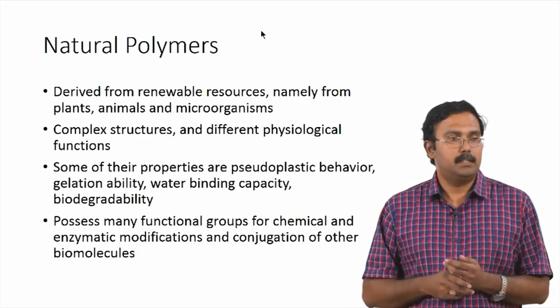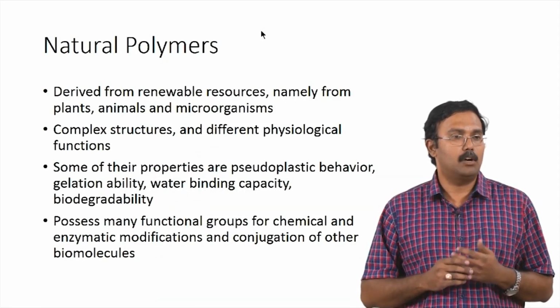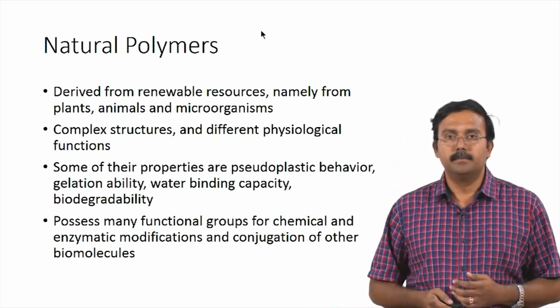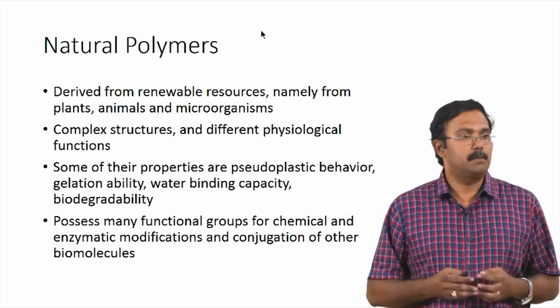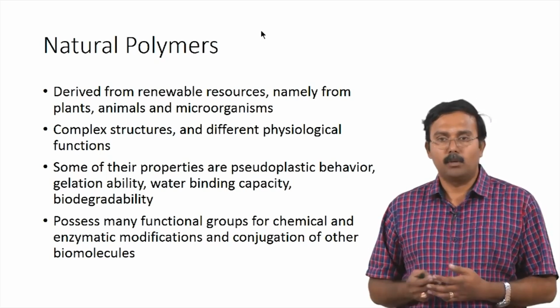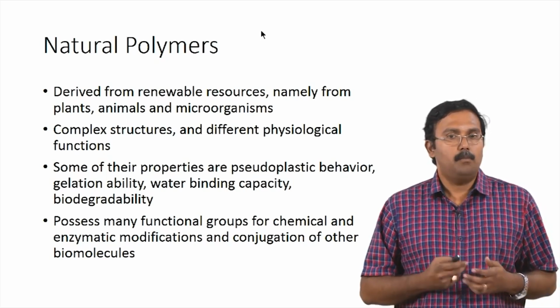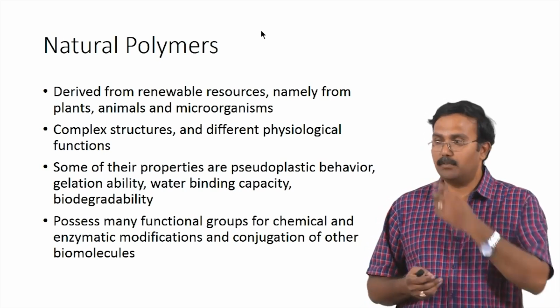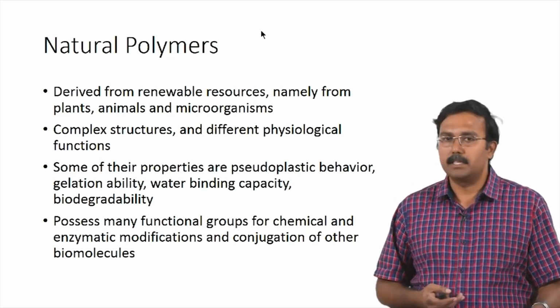Okay, now we will talk about the next class of materials which is studied for scaffolds. It is the natural polymers. You have different types of natural polymers which are commonly used. We will talk about what they are and how they are used in tissue engineering. A natural polymer is something which is derived from renewable resources, which could be plants, animals, or microorganisms. They are complex structures with different physiological functions. Depending on which organism they are found in, they would have their own physiological functions.